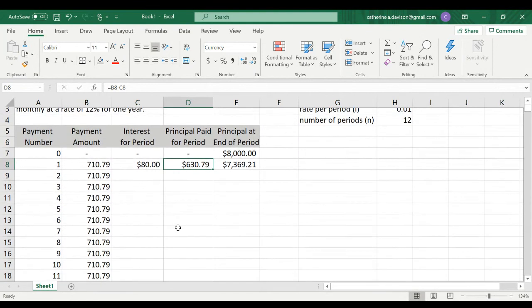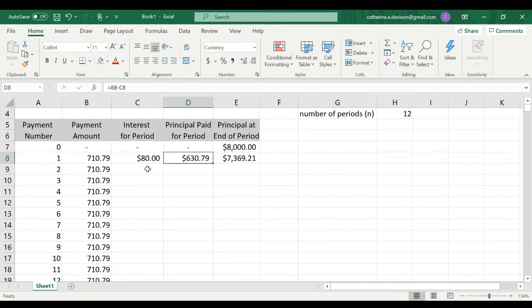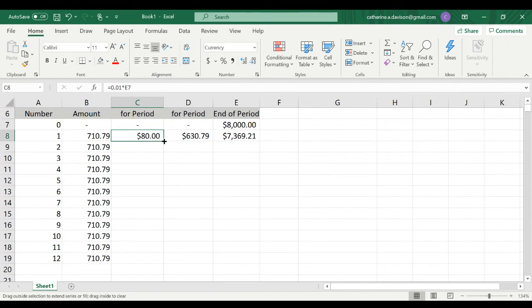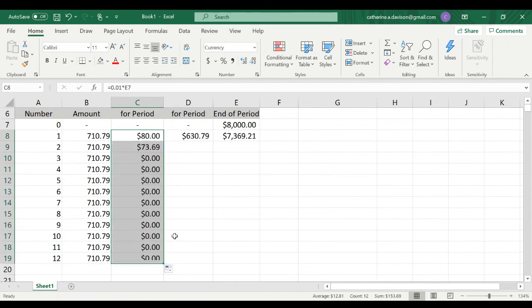So now to find the interest for the remaining periods, we're calculating the interest not on the $8,000, but now on the next principal, so on $7,369. So since I have a formula in this cell, I can just drag down this amount. I know you see zeros, those zeros will go away in a second, but look at this $7,369. That's now 1% of $7,369 instead of $8,000.